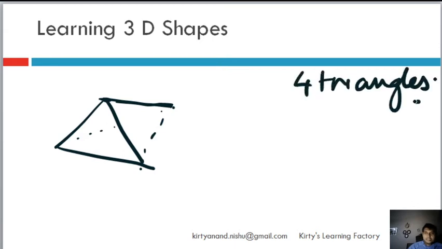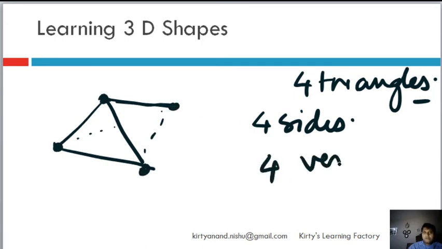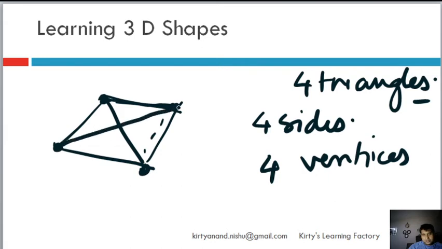We are basically joining 4 triangles together to create a cone type of structure, but all 4 sides will be triangles. It will have 1, 2, 3, 4 vertices. It will have 1, 2, 3, 4, 5, six.